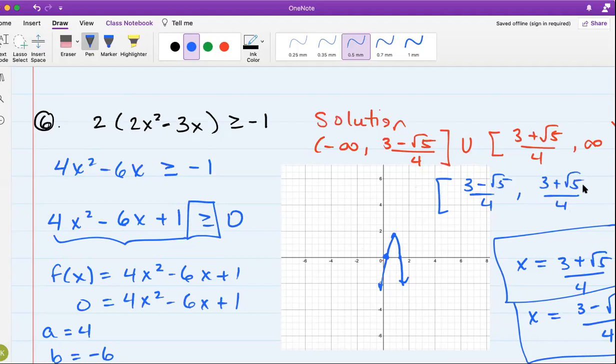like that. So you have to be careful about which way your parabola is pointing, if it's pointing up or down. That will determine your solutions. Okay, so it's not enough just to find the x-intercepts and say, oh, well, we're always pointing up, so it'd be negative infinity to this and then that to infinity. It really depends on the parabola.